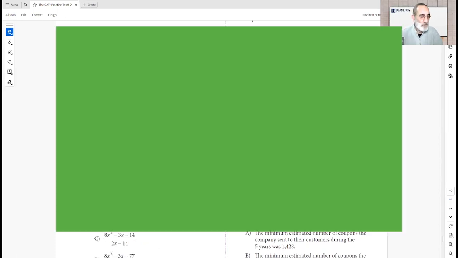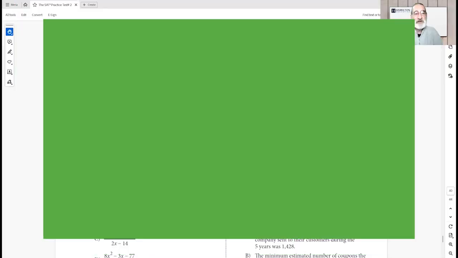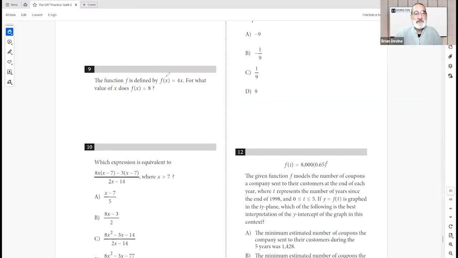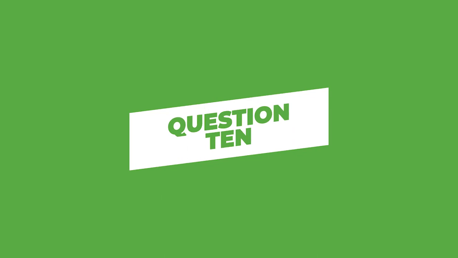240. Question 9. The function f is defined by f of x equals 4 times x. For what value of x does f of x equal 8? So they said 4x has to equal 8, which means that x equals 8 divided by 4, which is 2. Which is your answer.